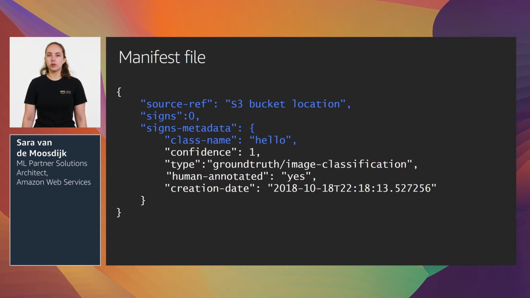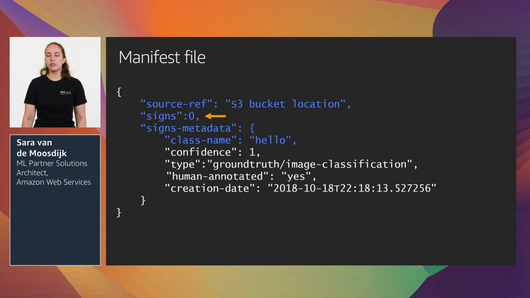So let's take a closer look. It might seem a little bit daunting at first, but if you go through it, it's actually pretty simple. The first line is what we call the source reference. And this is really just the S3 location of the image that you're currently looking at. So that's pretty simple. Next, we have what is really just an identifier. So note that the name of my key value pair here, or the key itself, is called signs. And that's because this particular manifest file is for my sign language dataset.